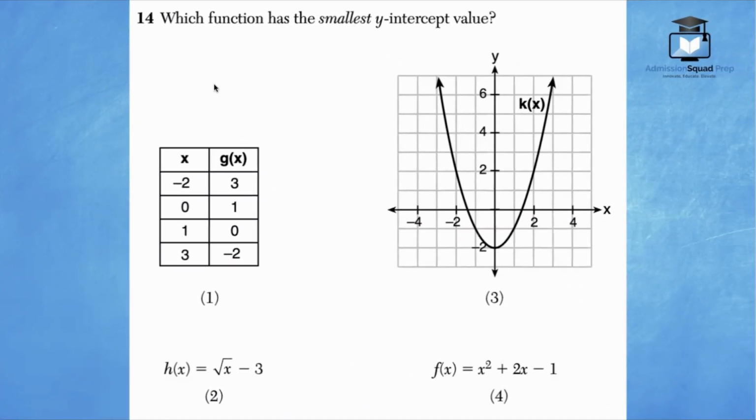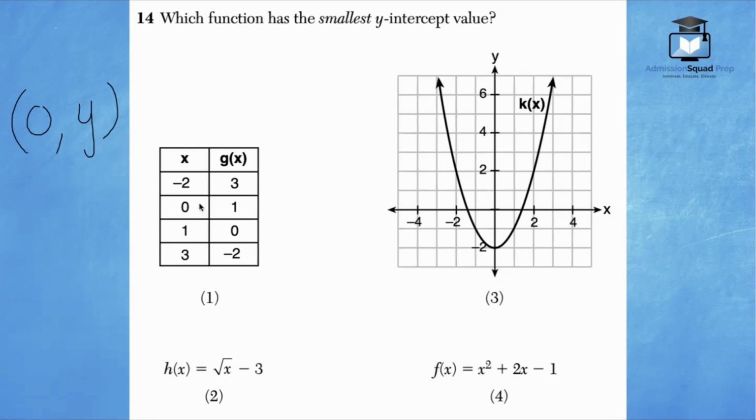Number 14. Which function has the smallest y-intercept value? The y-intercept is going to be the point where x is 0, and then we have some sort of y value. So you're asking yourself, what is y when x is 0? Let's take a look at our answer choices.